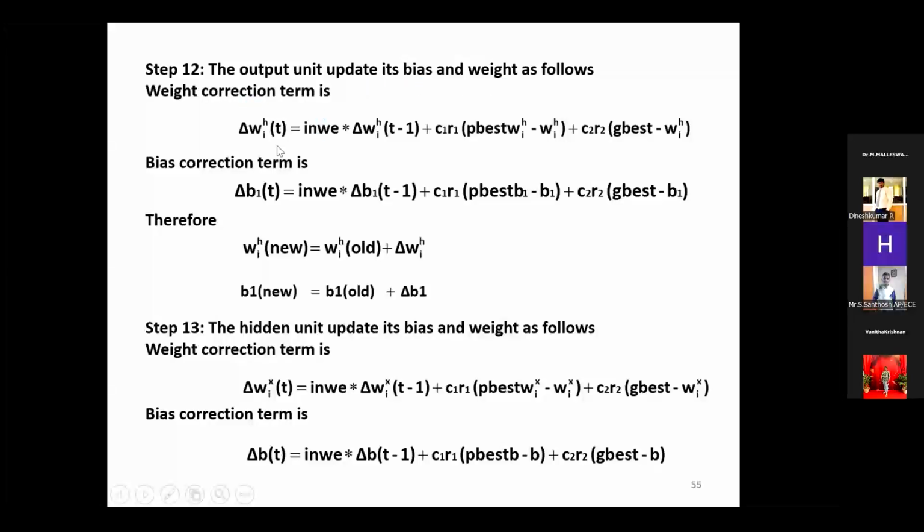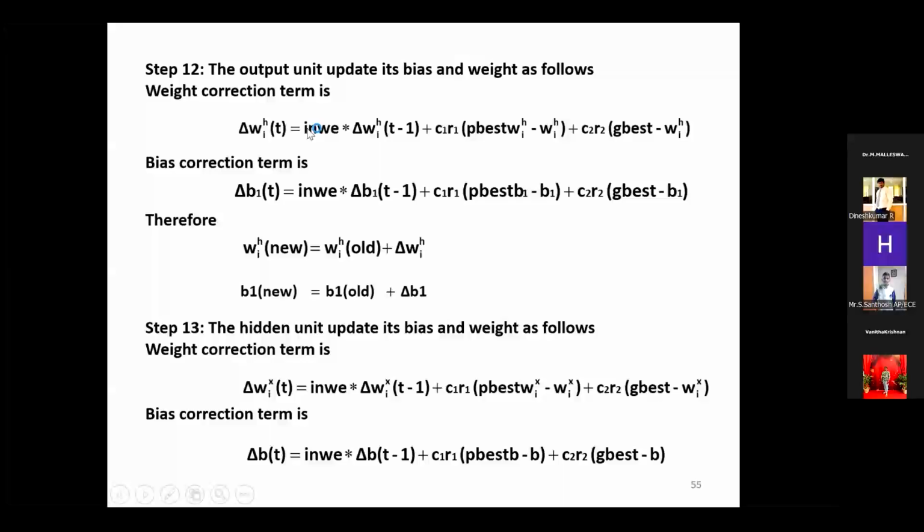The weight correction term can be updated. The delta W_i hidden weight factor is equal to the input weight and the inertial weight factor at t minus 1. Similarly, from the context node, the personal best and C2 R2, these are the velocity parameters and random value selections for the movement parameters, and global best minus W_i. The bias correction term, that is the change in the bias term, will also have these. Finally, the new weight will be the old weight plus the change in the weight factors. Similarly, for bias, the new bias value is the old bias plus the change in the bias values.